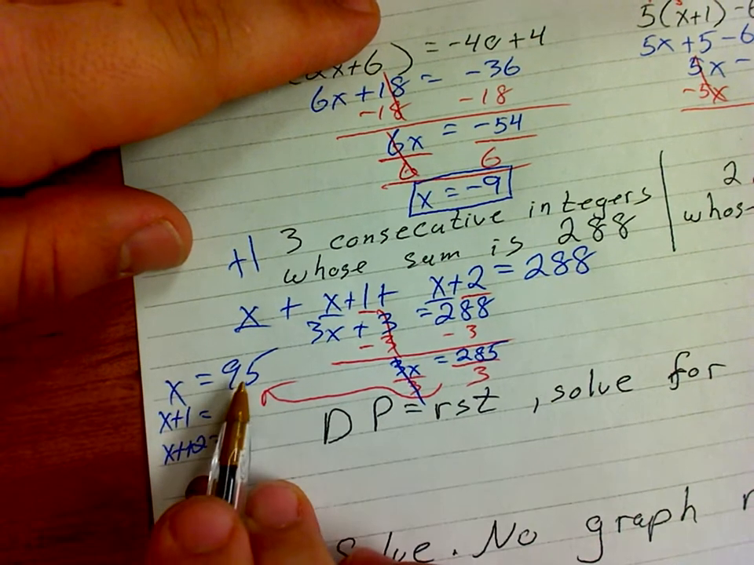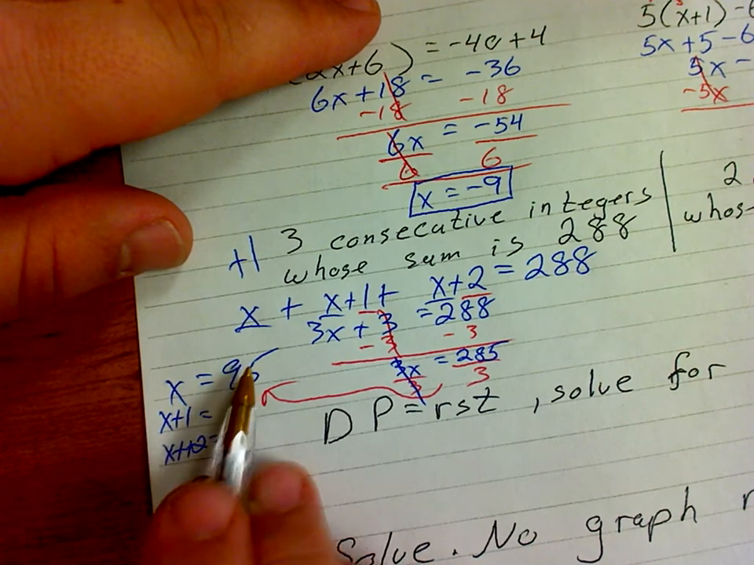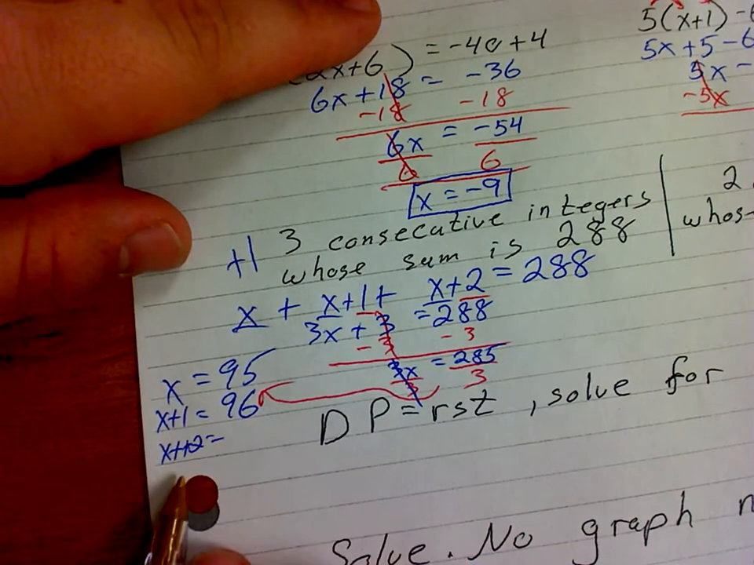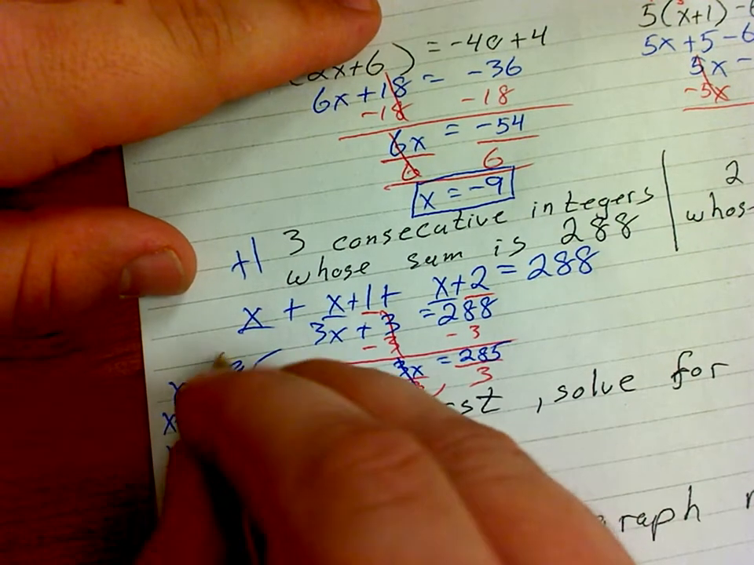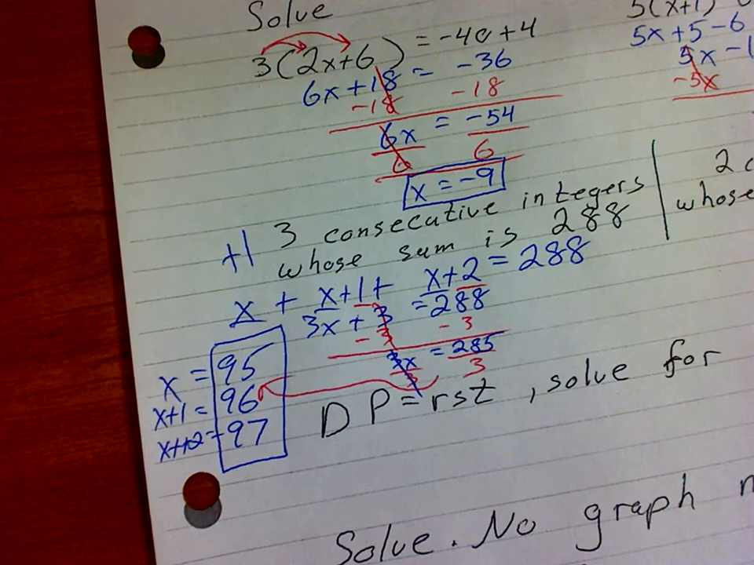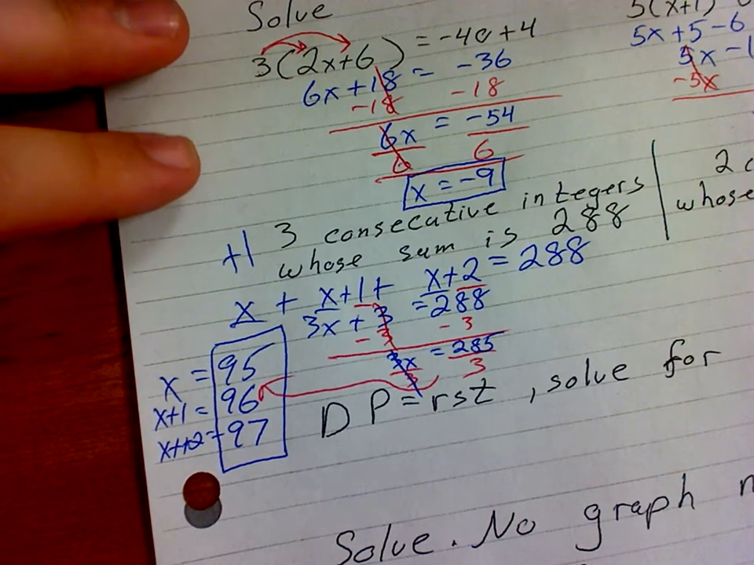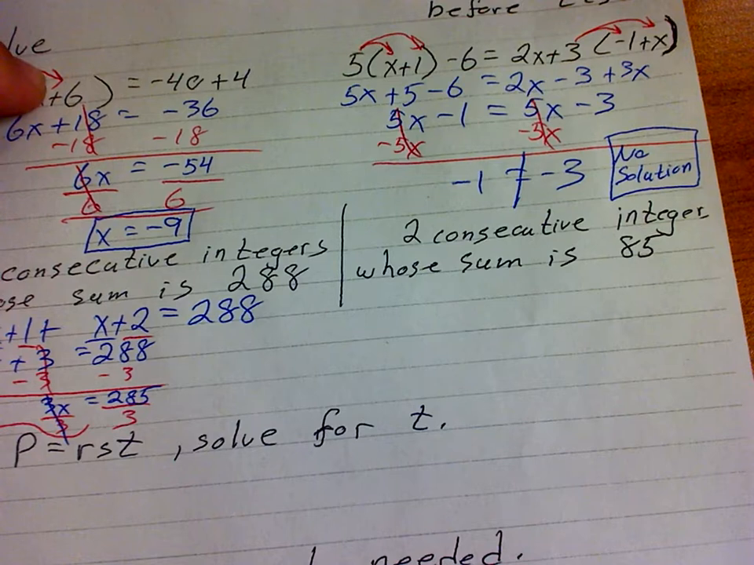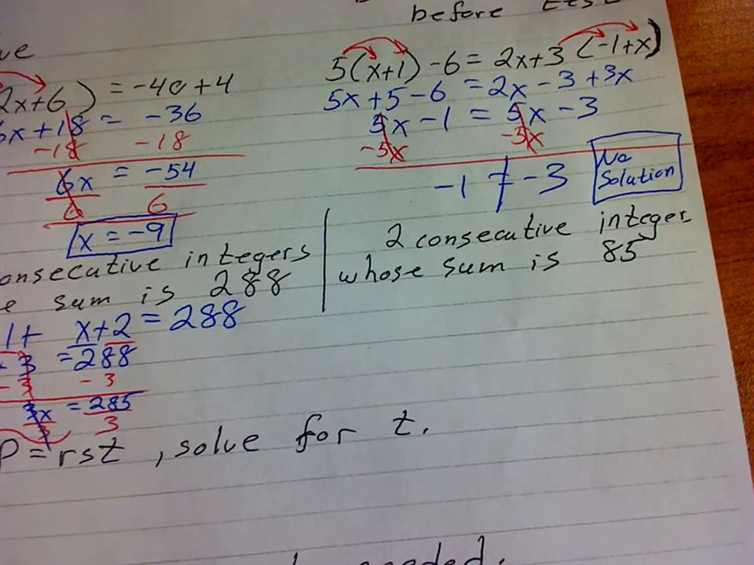Okay? But all we have to do is go back to the original number and plug it in. So 95, we add 1 to it, it's going to give us 96. 95, we add 2 to that, it's going to give us 97. Those are the 3 consecutive integers that we were looking for there.